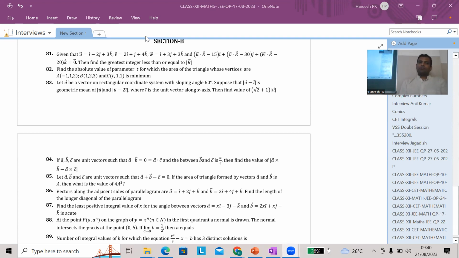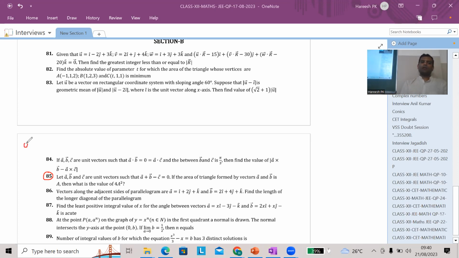So the 85th question I'm going to discuss. The 84th I discussed last class, but I'll discuss it again. Correct. The 85th I will do first. Why I want to discuss 85 is, even in CET I had given 2-3 questions like this. Okay. So I want everyone to look at these terms with great attention.